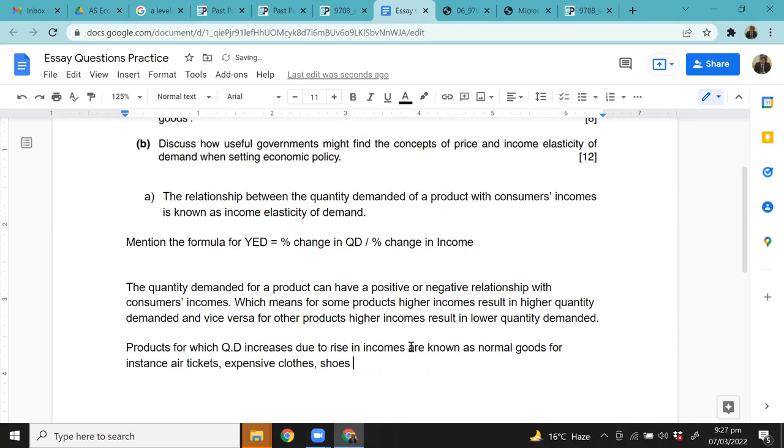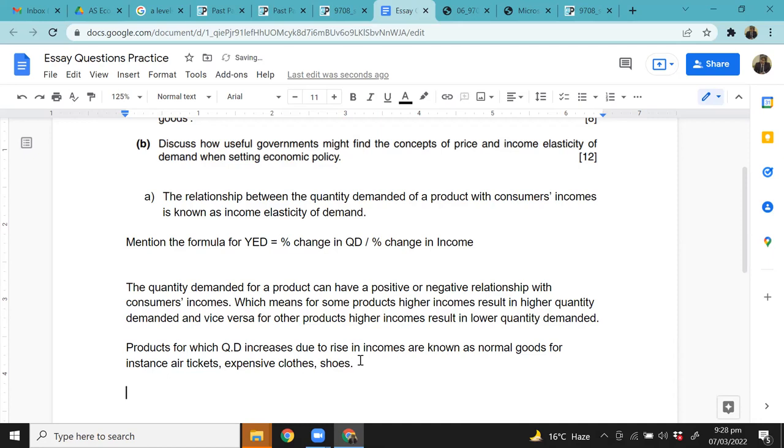Very good. Excellent. So now what we are doing next, we are defining the term, right? So we are saying that goods which have a positive relationship with consumer incomes are defined as normal goods. So the higher the income of a consumer, the higher the demand for that product, it's known as a normal good. And what are some examples of normal goods? Like expensive clothes. When you get more income, you buy more expensive clothes, shoes, accessories, luxury items, basically. Similarly, air tickets. Think about this. When will you spend more on traveling? When you have higher incomes. So all of these are defined as normal goods, right?